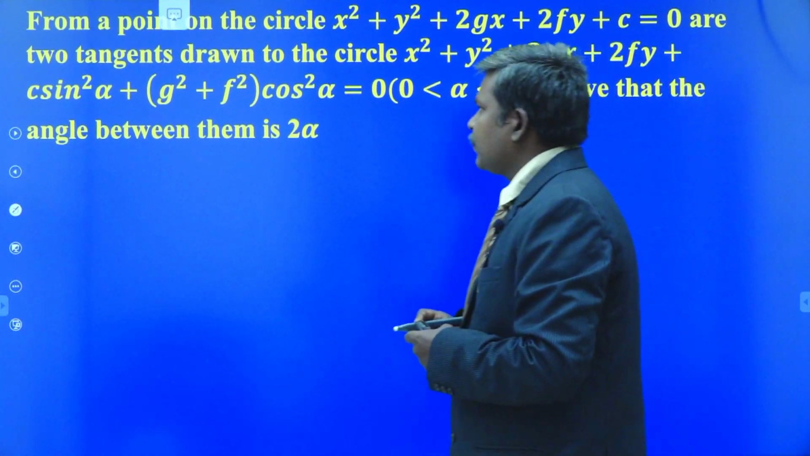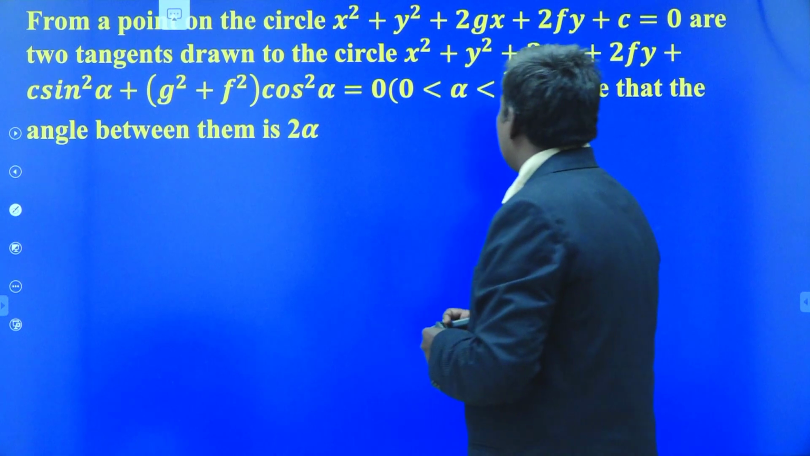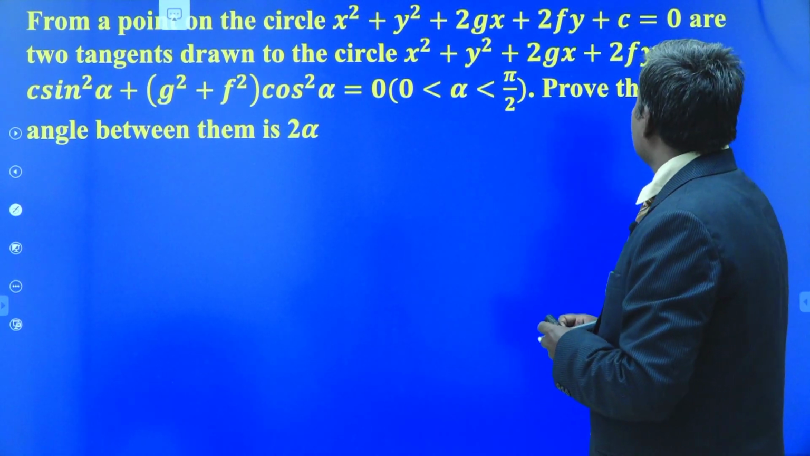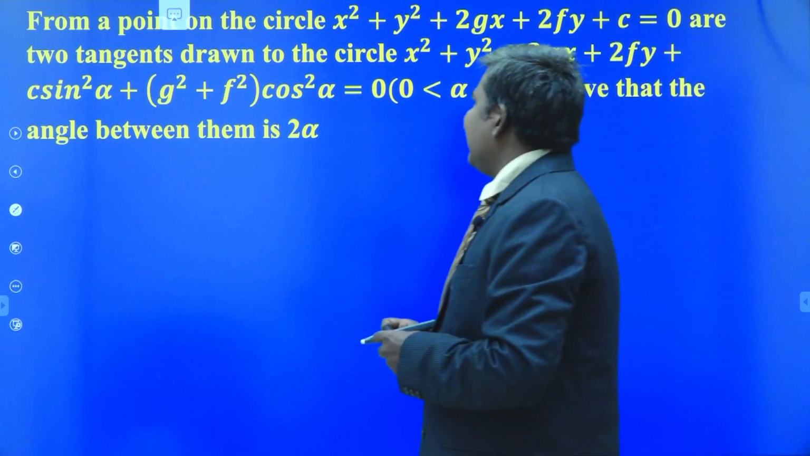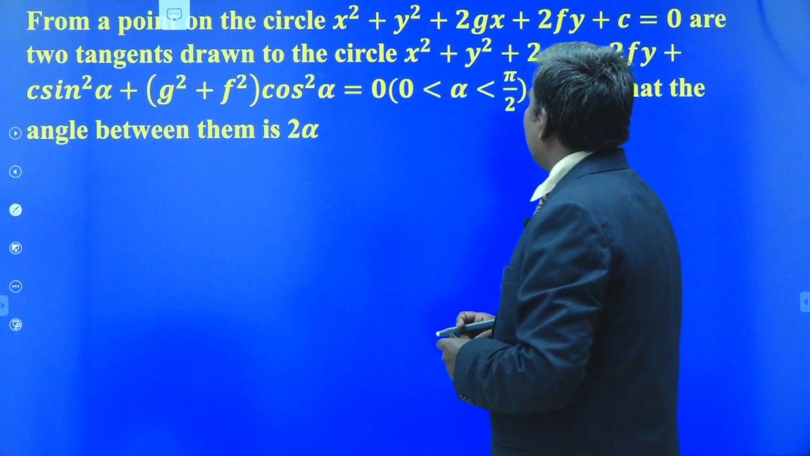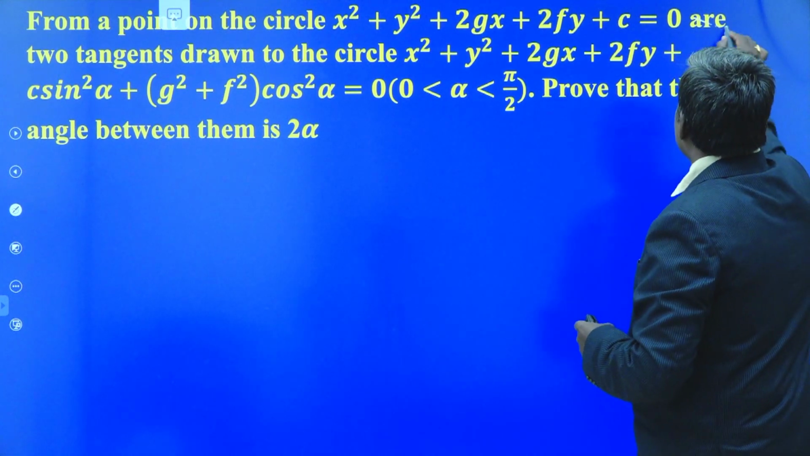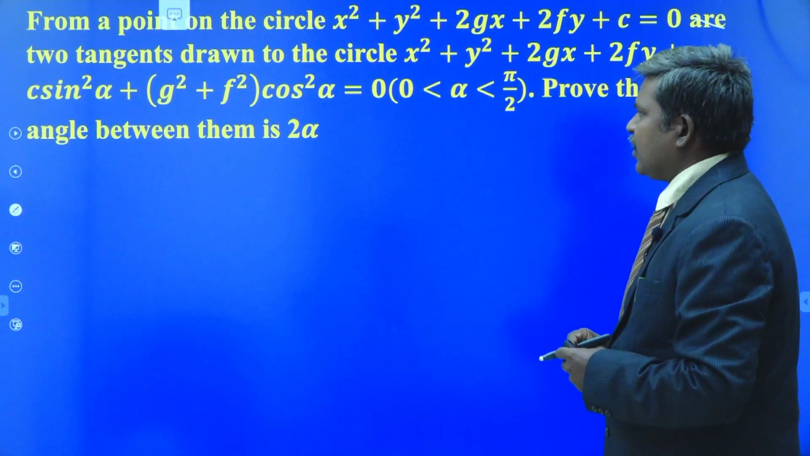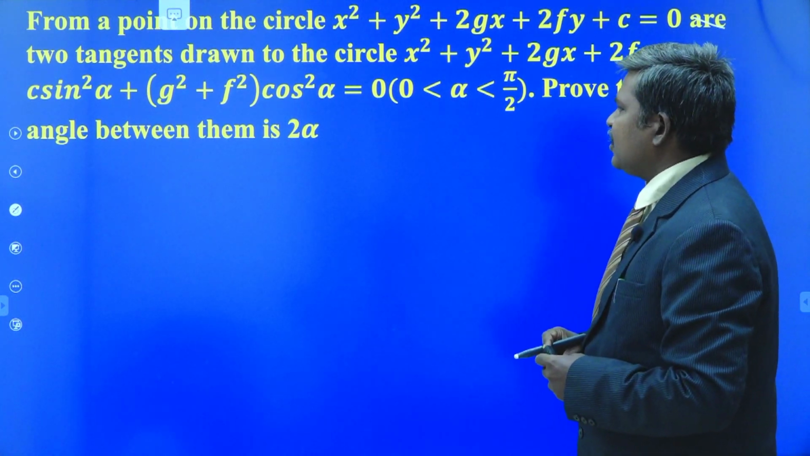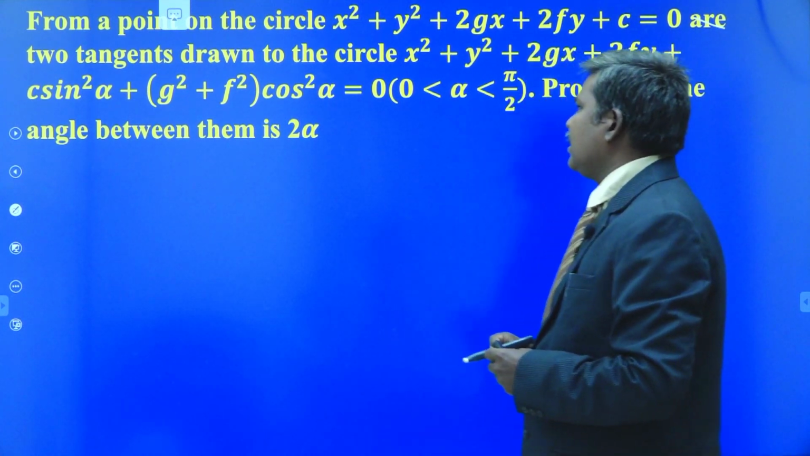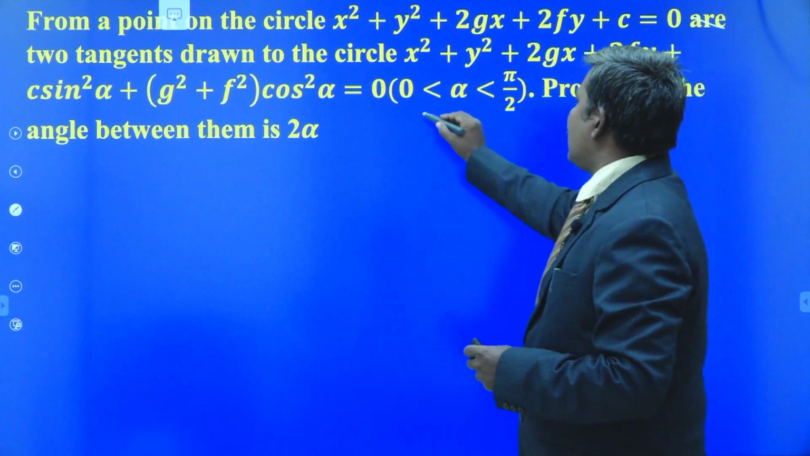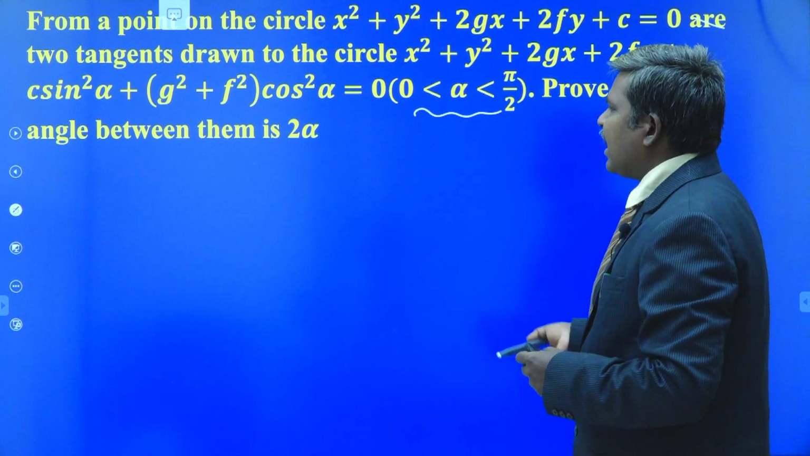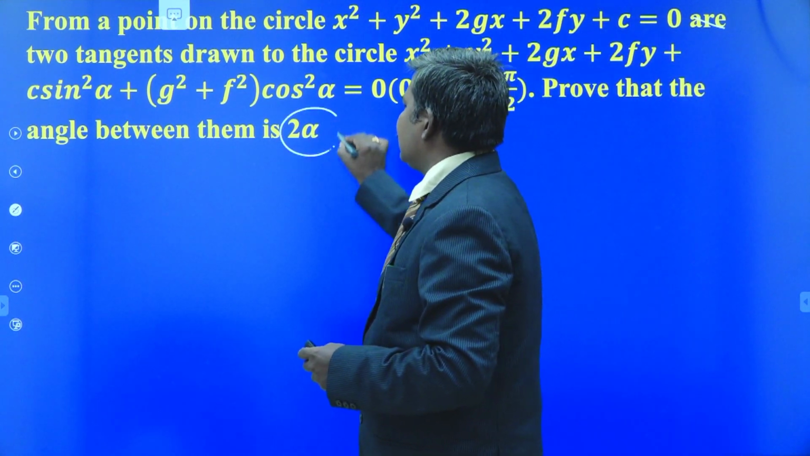See this question. From a point on the circle x square plus y square plus 2gx plus 2fy plus c equal to 0, two tangents are drawn to the circle x square plus y square plus 2gx plus 2fy plus c sin square alpha plus g square plus f square cos square alpha equal to 0. Alpha lies between 0 to pi by 2, that is in the first quadrant. Prove that the angle between the tangents is 2 alpha.